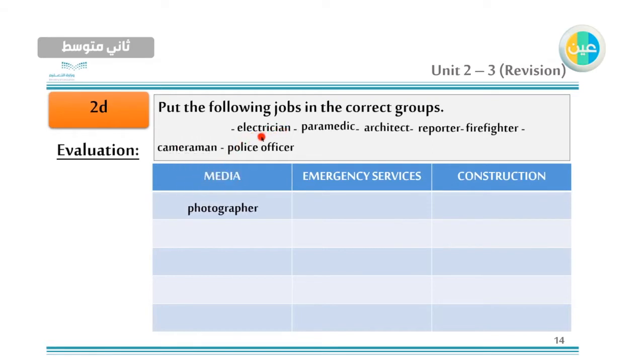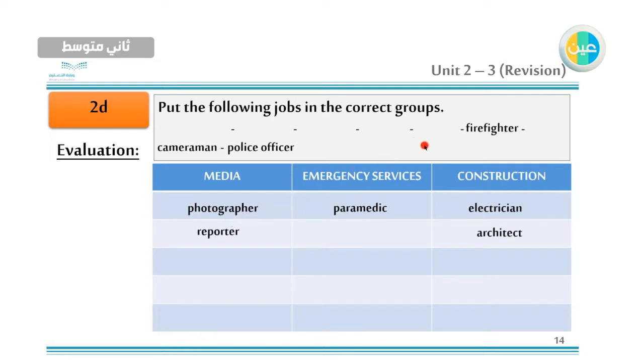The next one, electrician. Electrician is, like we said, someone who deals with electricity, so it goes with construction. Next one, paramedic. Okay, so paramedic goes with, alright, emergency services. Architect. Construction, very good. Next one, reporter. So reporter goes with media. And how about firefighter? Very nice, so it goes with emergency services.